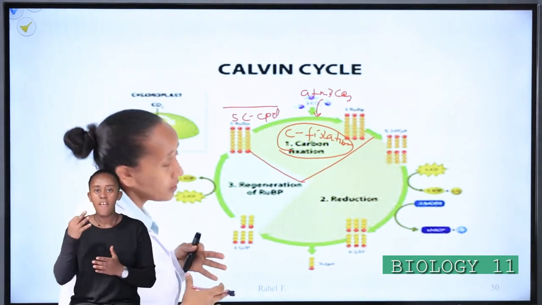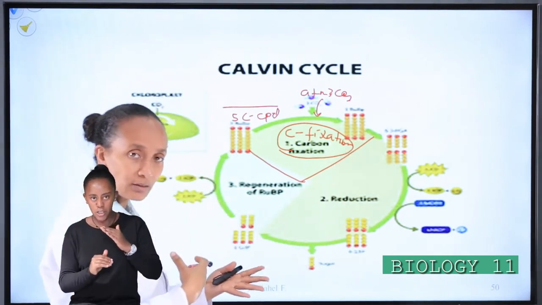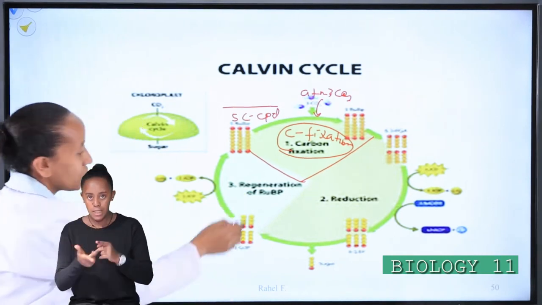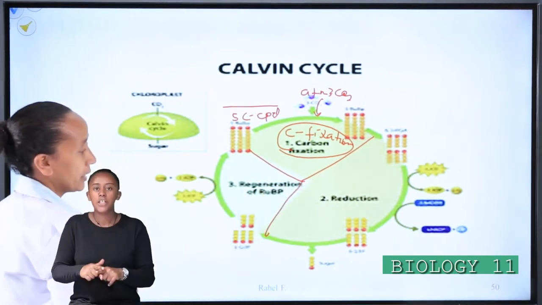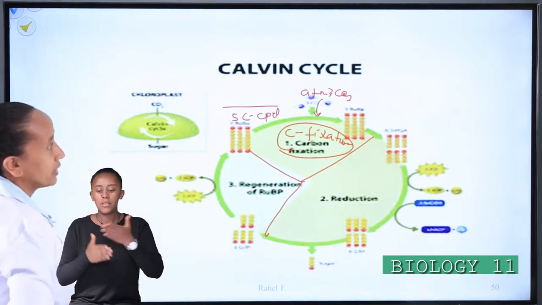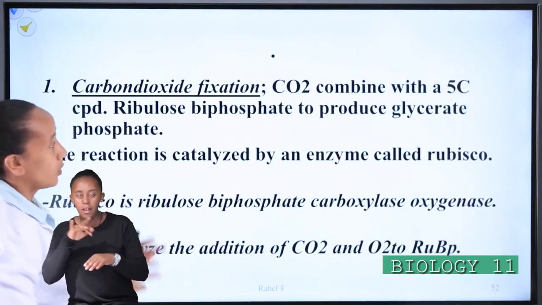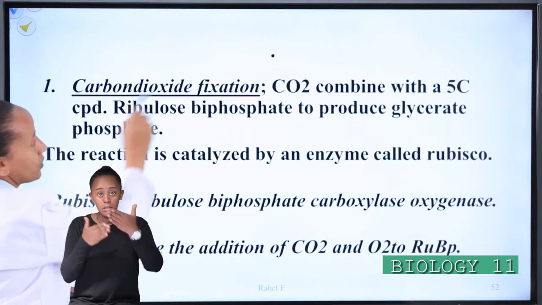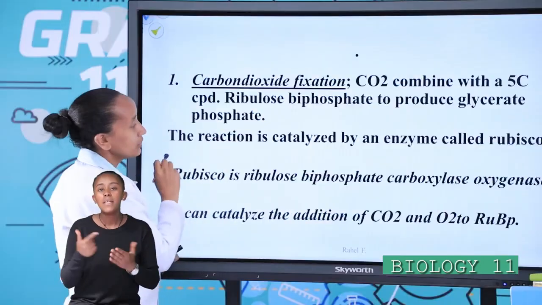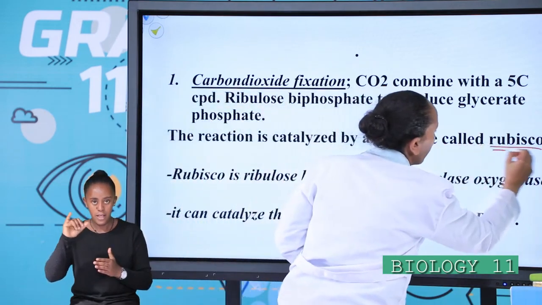The second stage is reduction. The 3-carbon sugar is reduced into another product, but with the same number of carbons. And the third stage is regeneration of ribulose biphosphate. This is the last stage of the Calvin cycle. In this cycle, as we said, we have 3 stages: carbon dioxide fixation, where carbon dioxide is combined in the first reaction, and this reaction is catalyzed by a type of enzyme known as Rubisco.